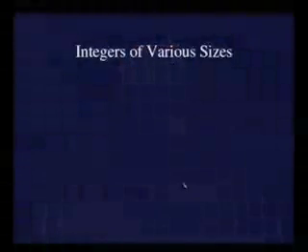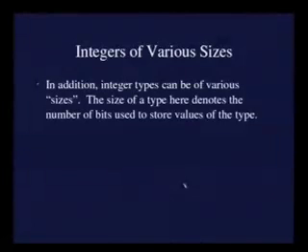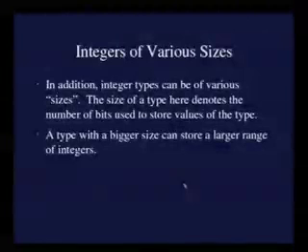Okay, and as I said, integers can also be of various sizes apart from being signed or unsigned. The size of a type here really denotes the number of bits used to store the values of that particular type. If you recall from the earlier lecture, we had seen that integers are stored internally in their binary form, and the number of bits available for storing the integer really determines the largest integer that can be stored in that particular type. So a type with a bigger size can store a larger range of integers.